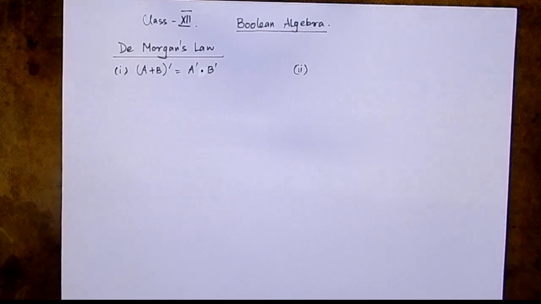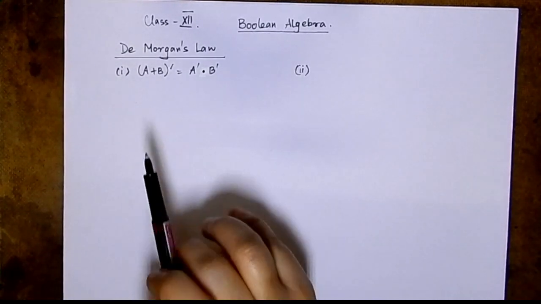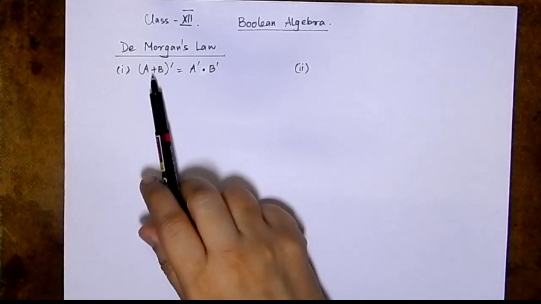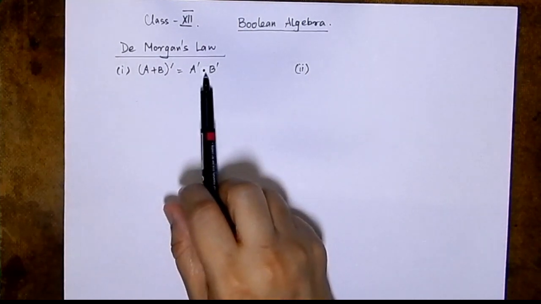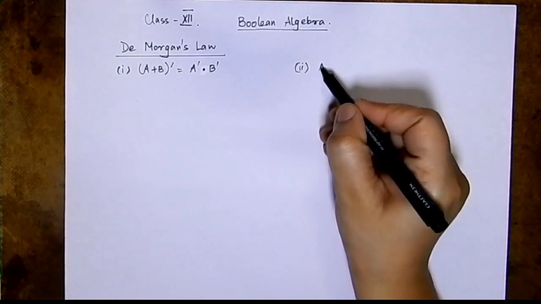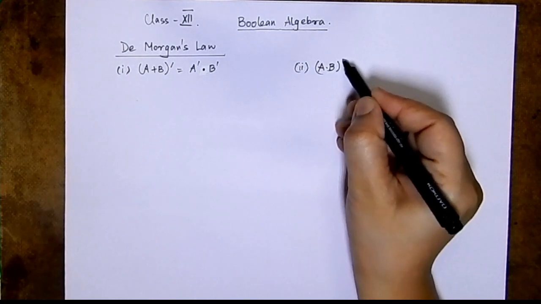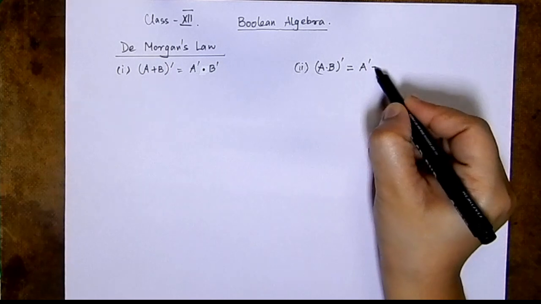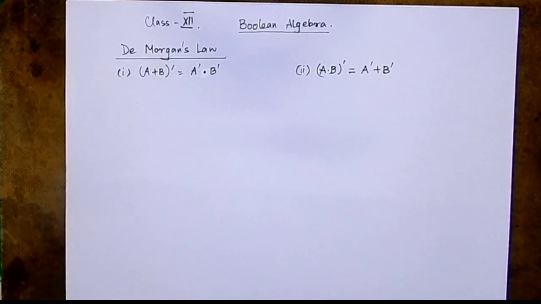Today we are going to study De Morgan's law. As you all know, De Morgan's law has two laws to it. The first law says that the complement of the sum of two variables is equal to the product of the individual complements, and the other one is obviously the dual of this, that is, the complement of the product of two Boolean variables is equal to the sum of their individual complements. This is De Morgan's law.